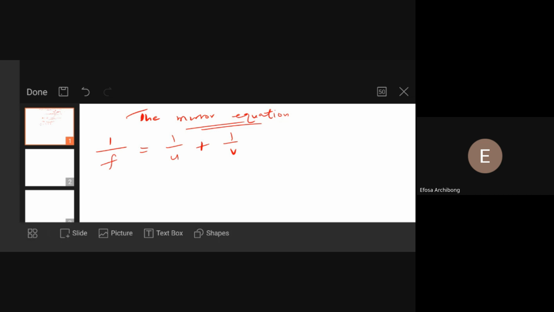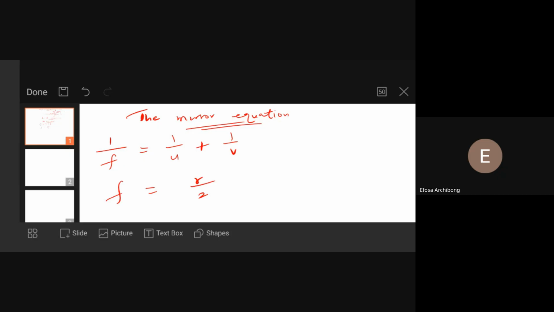Now, sometimes you might not be given f, but you'll be given the radius of curvature. Remember, the radius of curvature is the distance from the mirror to the center of curvature. So if you are given the radius of curvature, have it in mind that f can be obtained by dividing the radius of curvature by 2. If you divide the radius of curvature by 2, you get the focal length, right? Okay.